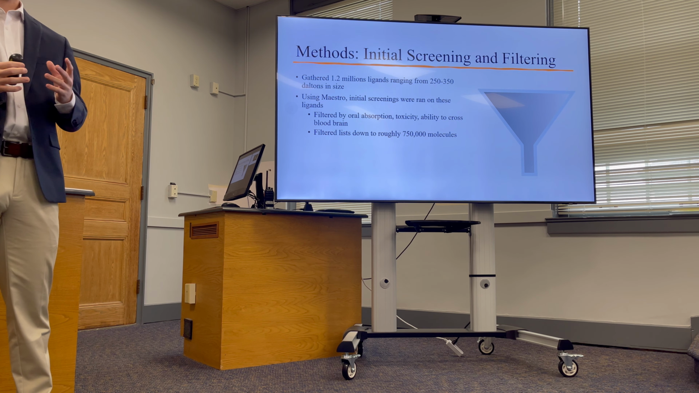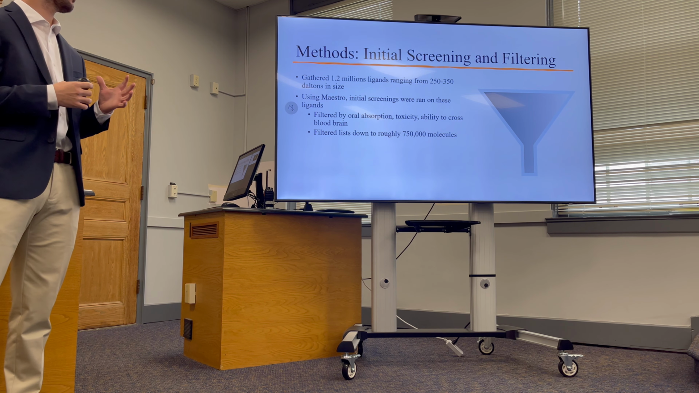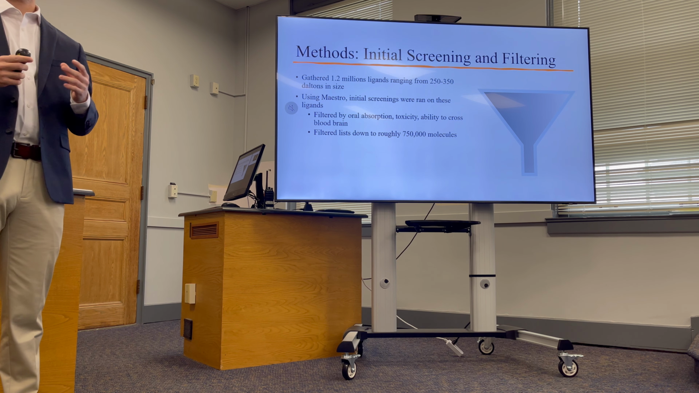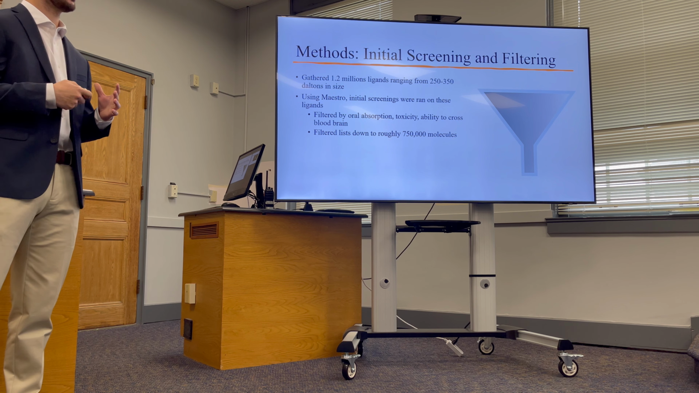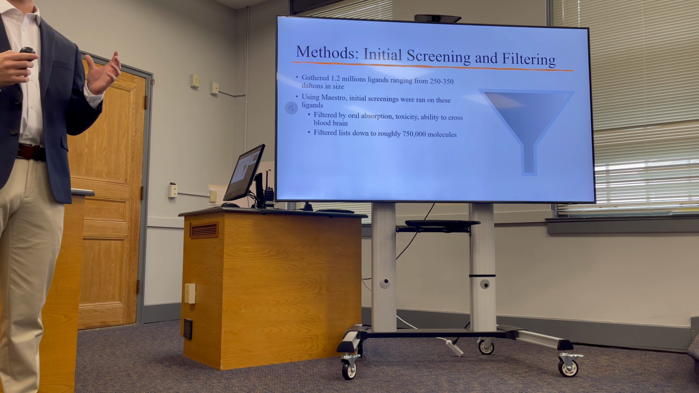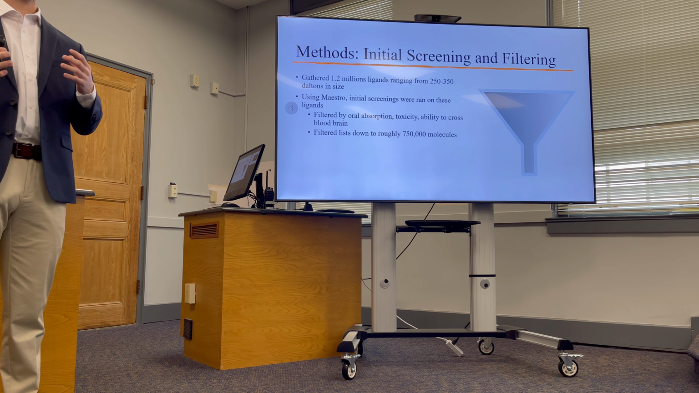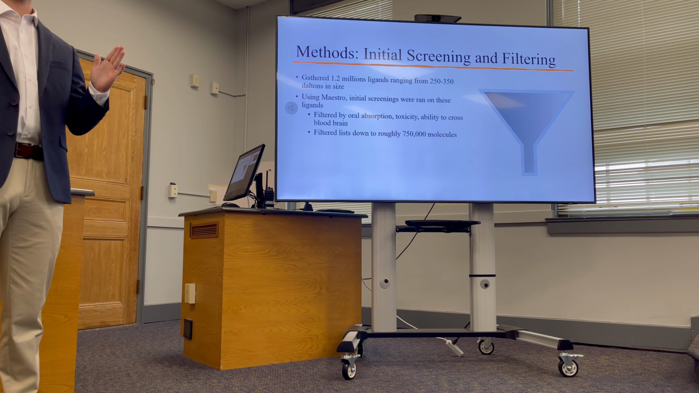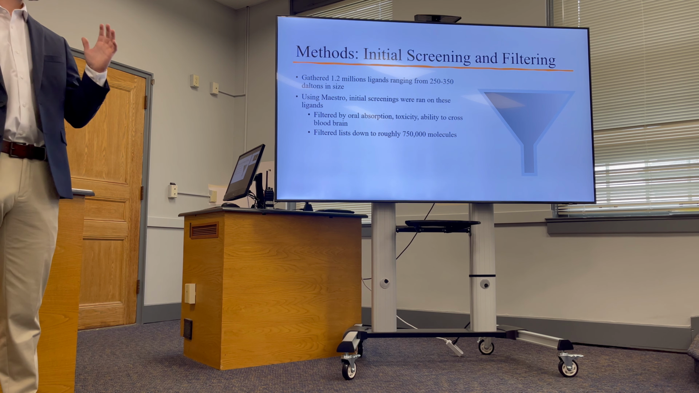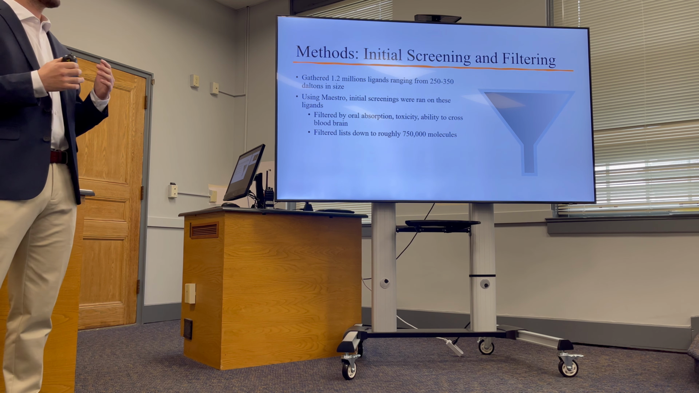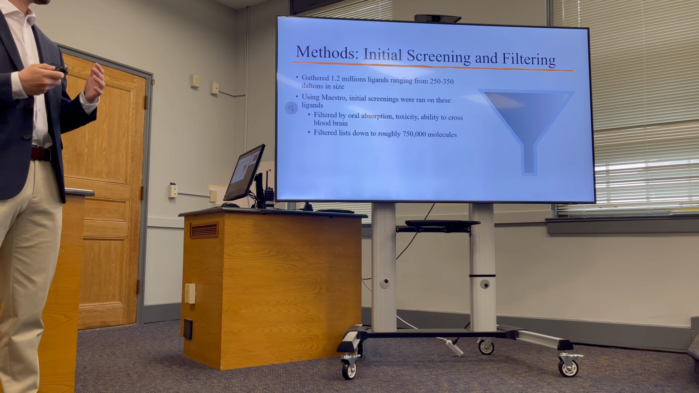So for the methods, we originally started off by gathering 1.2 million ligands from a couple of databases, and these range from 250 to 350 daltons in size. We went with this range because we originally did some screenings, and it came back that all the ones that bound to these sites were somewhere within that range, and we didn't really see anything that was larger or smaller than that size.